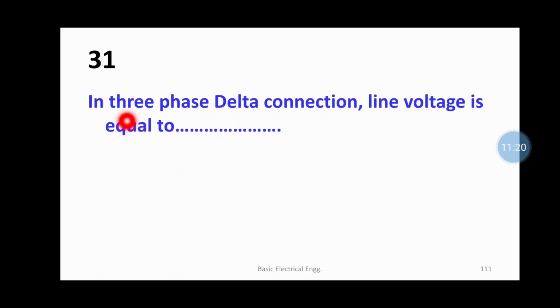Question number 31. In three-phase delta connection, line voltage will be equal to dash. Of course, it's phase voltage. If you study the table, that is good enough.